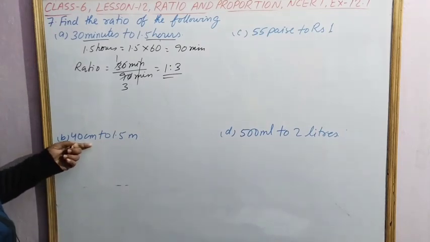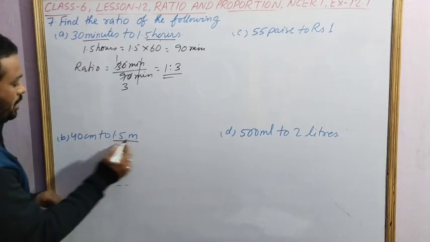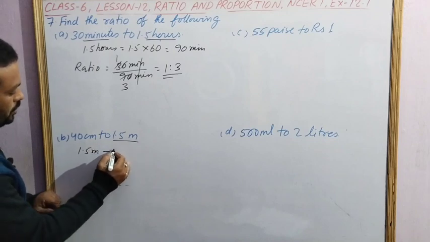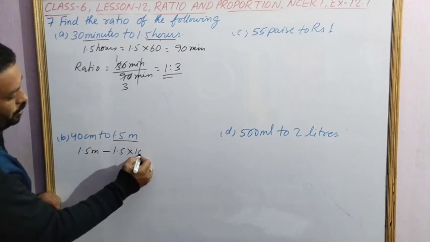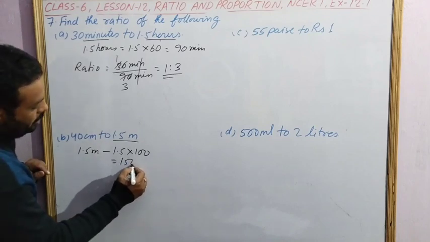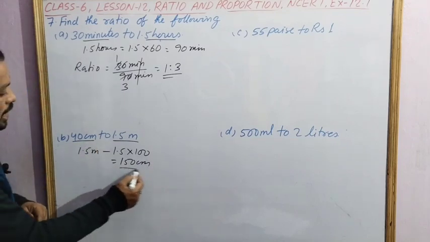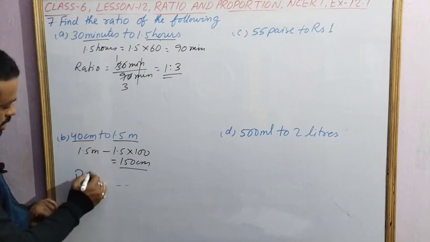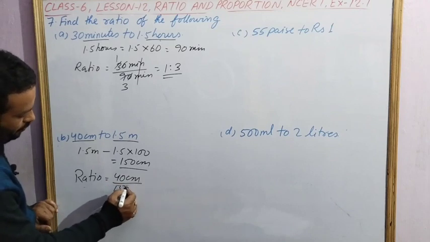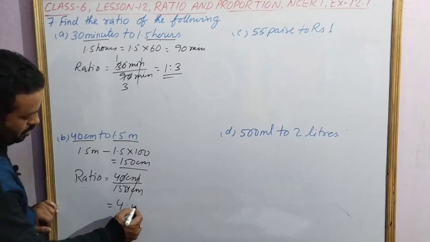Second question, it is 40 centimeter to 1.5 meter. Here again it is 1.5 meter. So we will change both into the same unit. We will change 1.5 meter to centimeter. 1.5 into, we know that 1 meter is equal to 100 centimeter. So we will multiply by 100. It will come 150 centimeter. Now we will find the ratio between 40 centimeter and 150 centimeter. So ratio is equal to 40 centimeter by 150 centimeter. Centimeter is cancelled, 0 is cancelled, so it will come 4:15.